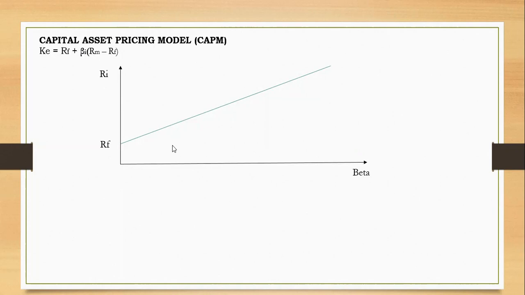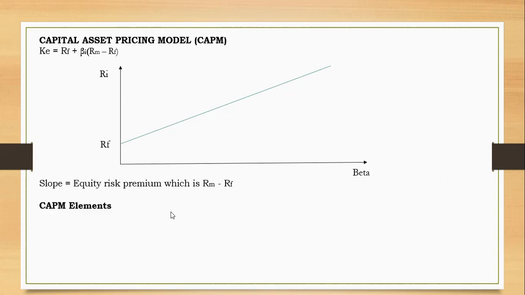But also now you can just say, oh, what is the slope? Slope is the change in y over change in x. The slope would be this figure here, Rm minus Rf, which is the equity risk premium, which is the difference between return on market and the risk-free rate of return, guys.